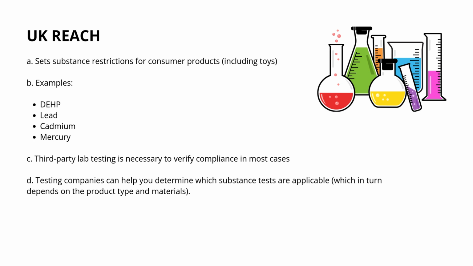And finally, we have the UK version of REACH. Now, REACH is not specific to toys, but it does apply to consumer products. What REACH does is set limits on substances like phthalates, including DEHP, and heavy metals like lead, cadmium, mercury, and so on. In short, if material used to make the toy contains any of these substances, and again, it's not just these four, the list is very long if you look at Annex 17, then you cannot sell the product in the UK. Verifying compliance again requires third-party lab testing.